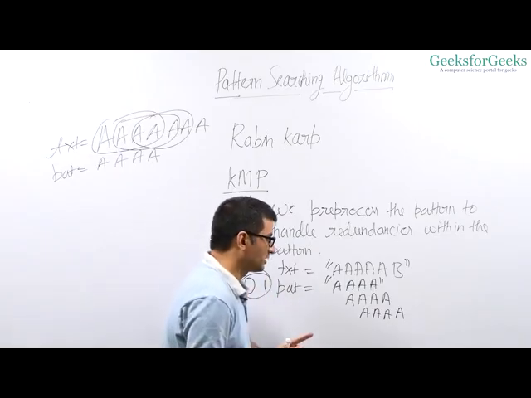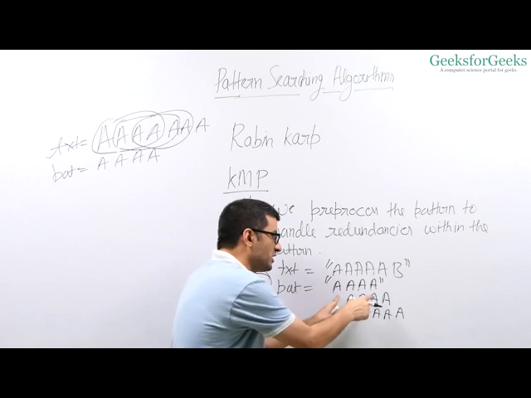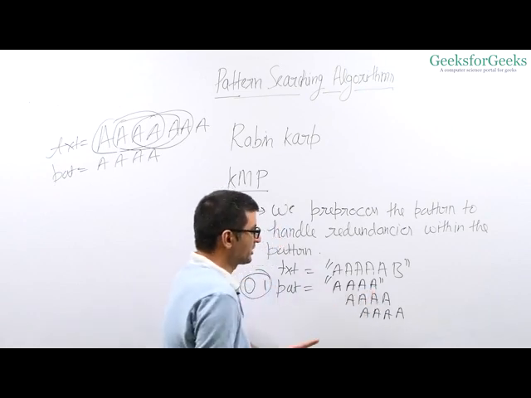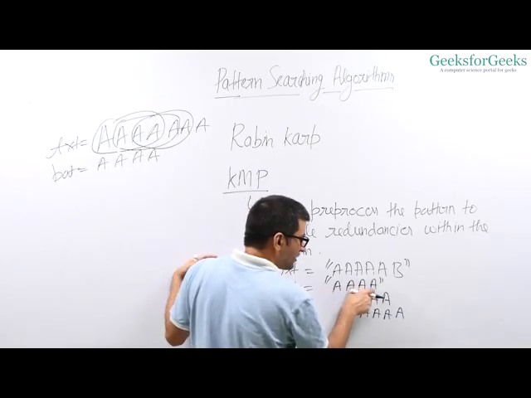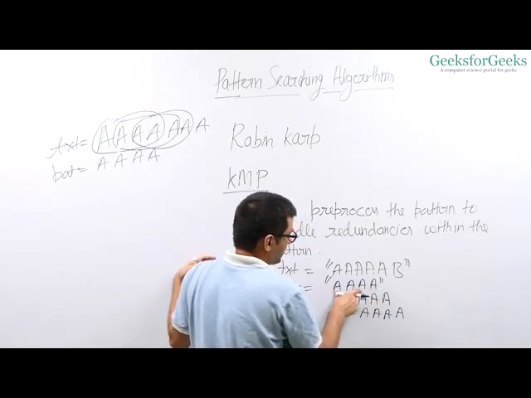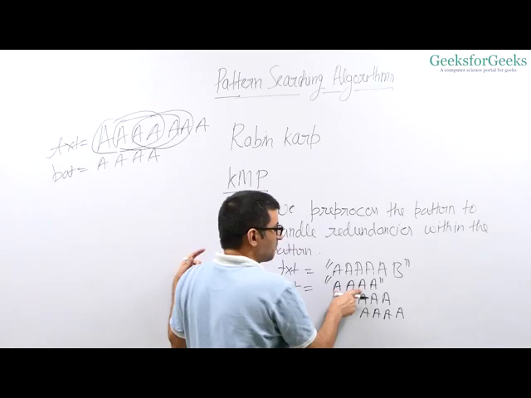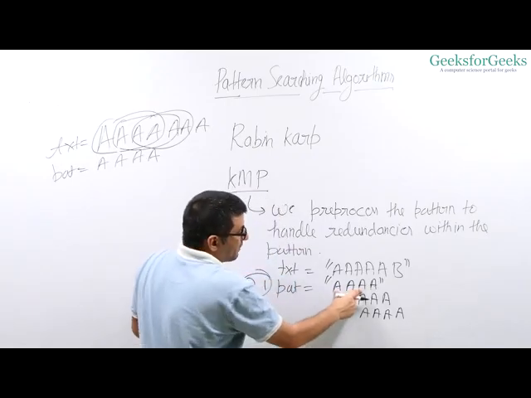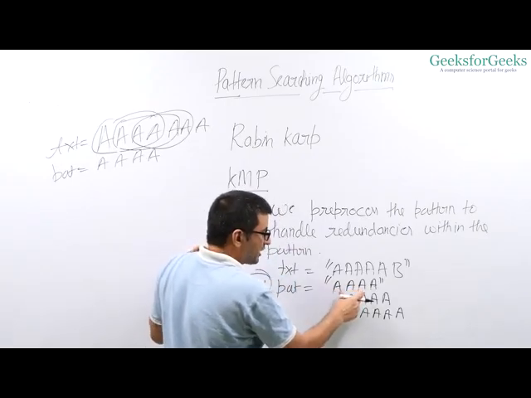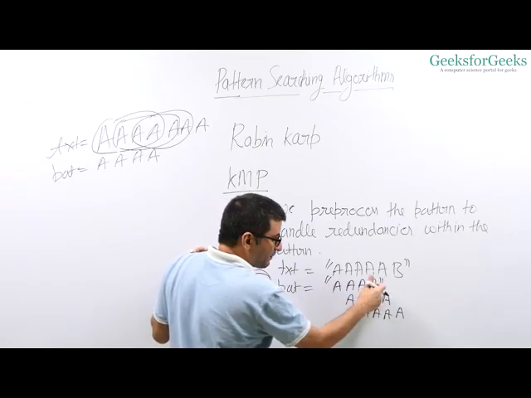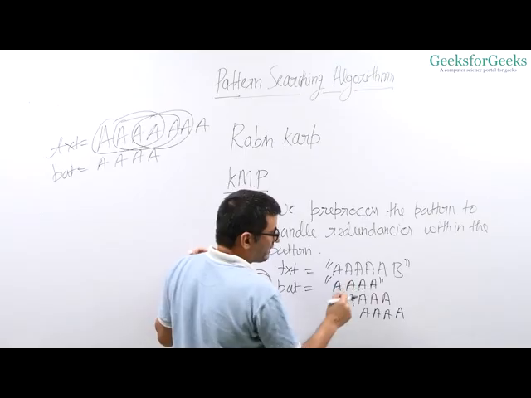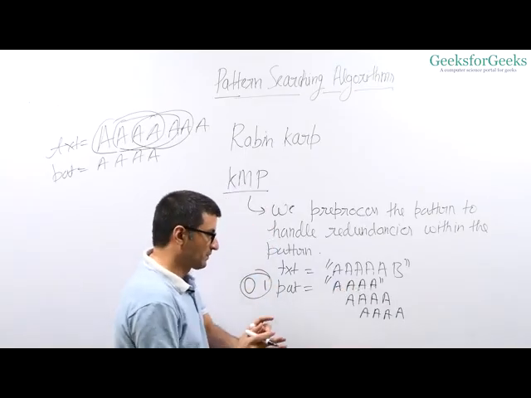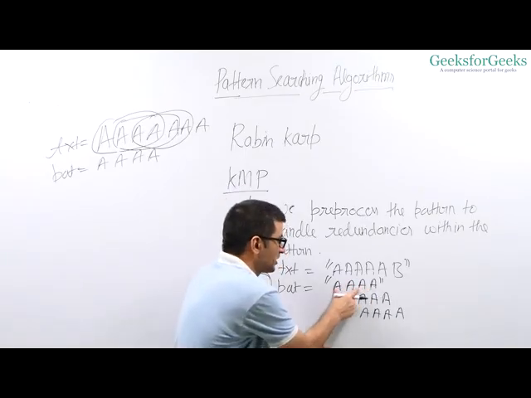Now how can I optimize it? How can I use the redundancy within the pattern to skip some matches? So the idea is this. I somehow store the information that these 3 characters are the same as these 3 characters. I'll cover that later, but the information is called the longest proper prefix which is also a suffix. So I know that the longest proper prefix at this index, which is also a suffix, is of length 3. So somehow I have this information that these 3 characters are the same as these 3 characters.